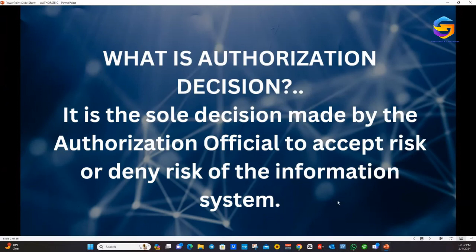The authorization decision is the sole decision made by the authorizing official to accept risks or deny risks of the information system. Again, sole decision made, underline. As I said, he has the final say. He makes the final decision upon reviewing the authorization package sent to him. He decides either to accept risks or deny risks. So the keyword here is sole responsibility.